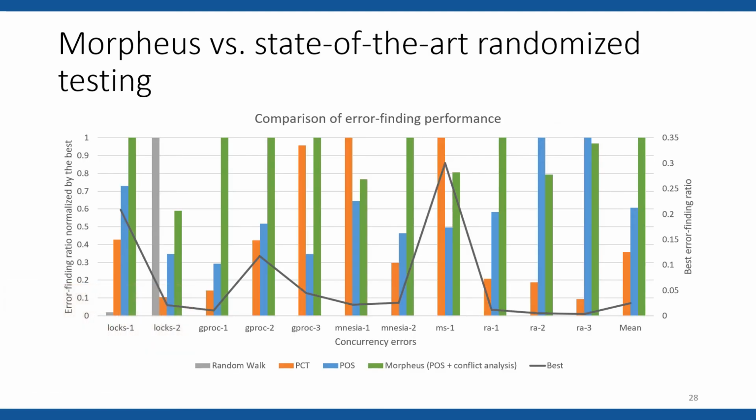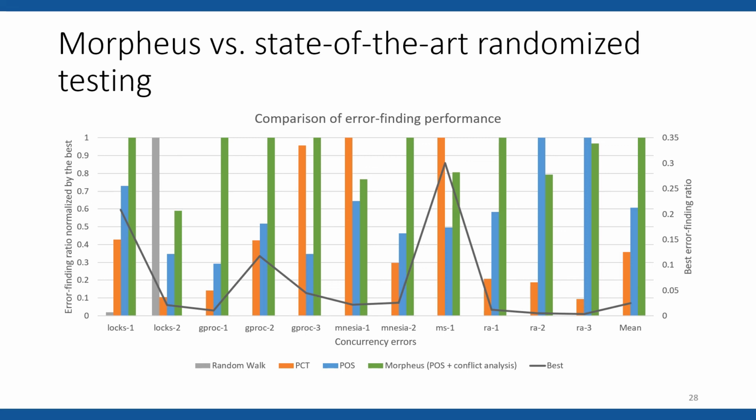The graph here compares the error finding performance of different approaches. Each group of bars shows the ratio of test runs that manifested the error, divided by the total number of runs. And each color represents a randomized testing approach. Note that here we also compare the improvement of conflict analysis over POS by showing the data of POS alone next to Morpheus. Finally, each group of bars is normalized by the best ratio annotated under the name of each arrow.